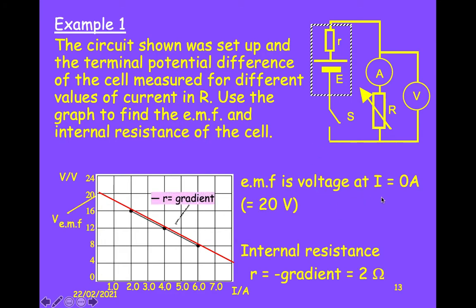So EMF is, so they've got it as 20. I thought it was slightly higher than that. So they've set it as 20 volts, so it's where it crosses up here. And then working out the gradient of the line gives us an internal resistance of 2 ohms. So that's just using y equals mx plus c to work out the gradient of the line.